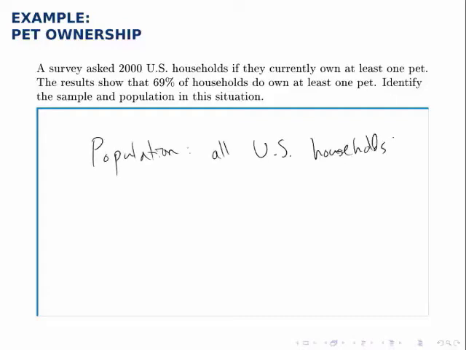Notice that that wasn't explicitly stated, but it's clear from the problem statement that that's what we're interested in knowing about. Because it's infeasible to study all households in the U.S., we take this sample of 2,000 households. We gather data from them, and we use that to draw inferences about the entire population.